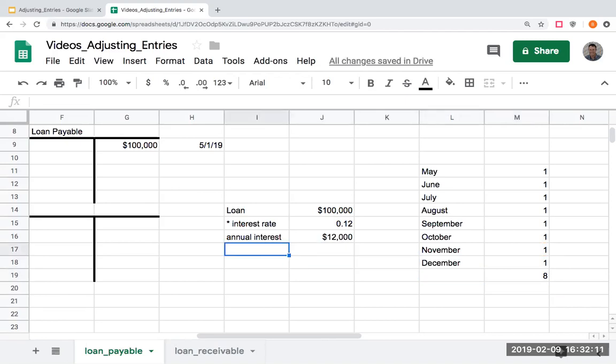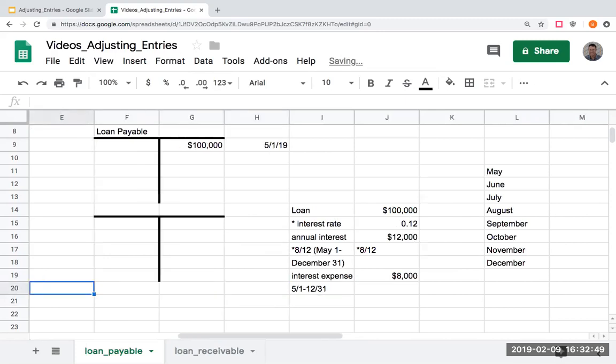So what I'm gonna do, if that's the annual interest, I'm gonna multiply this by 8/12, or May 1st through December 31st. Because again, this $12,000 is annual interest for a full year. So here I'm going to multiply this by 8/12. I'm going to get 12,000 times 8/12, or $8,000. So this is going to be my interest expense from 5/1 through 12/31.